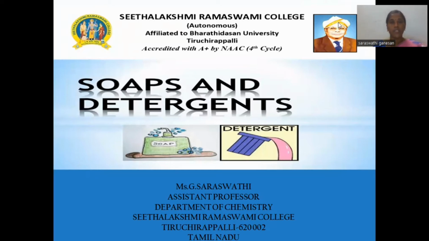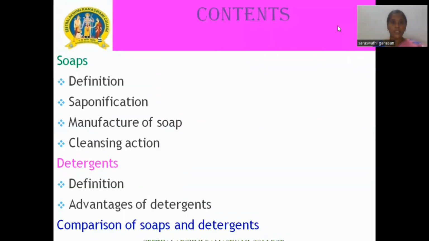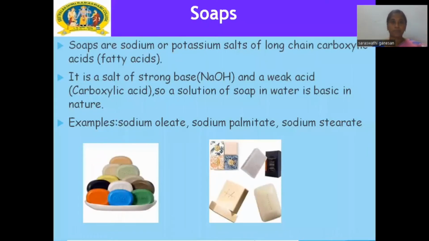I am going to discuss about soaps and detergents in this session. Let me list out the contents which we are going to discuss in this session. First, we'll discuss about soaps, its definition, saponification process, manufacture of soap, and cleansing action. Next, we'll discuss about the definition of detergents and advantages of detergents. Finally, we'll see about the comparison of soaps and detergents.